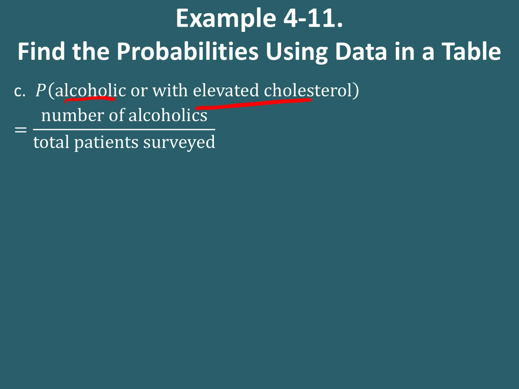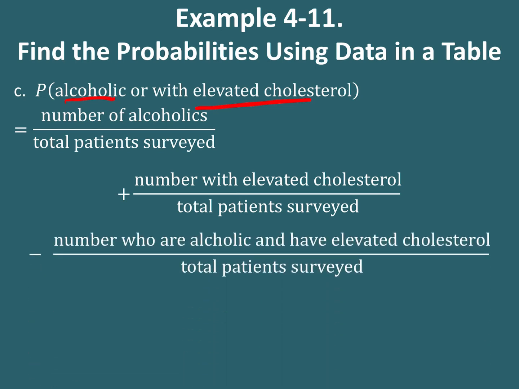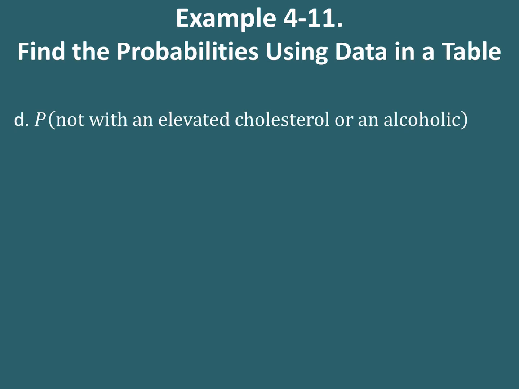Once again, let's go ahead and calculate the number of alcoholics divided by total patients surveyed, plus the number with elevated cholesterol divided by total patients surveyed, and then subtract the number who are alcoholic and have elevated cholesterol divided by total patients surveyed. 100 over 300 plus 130 over 300 minus 87 over 300 according to the table gives us 0.4767. Once again, here I use the word or.